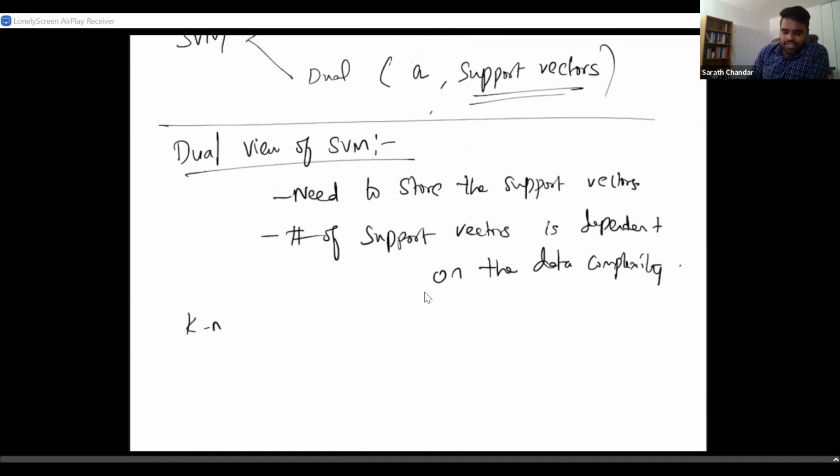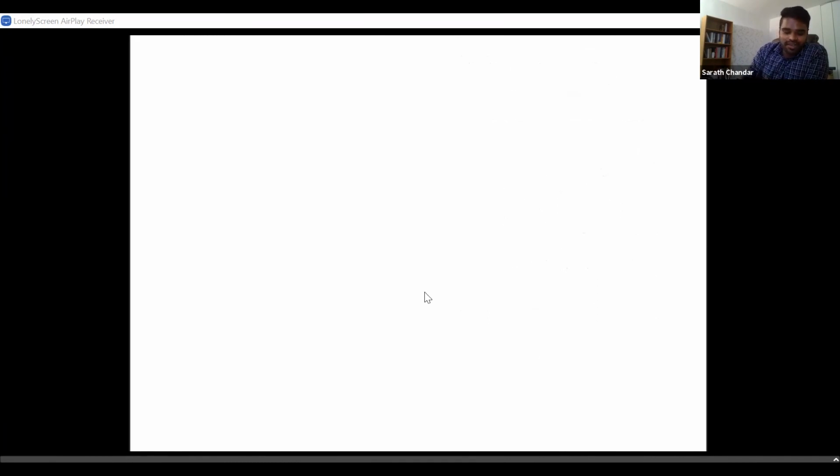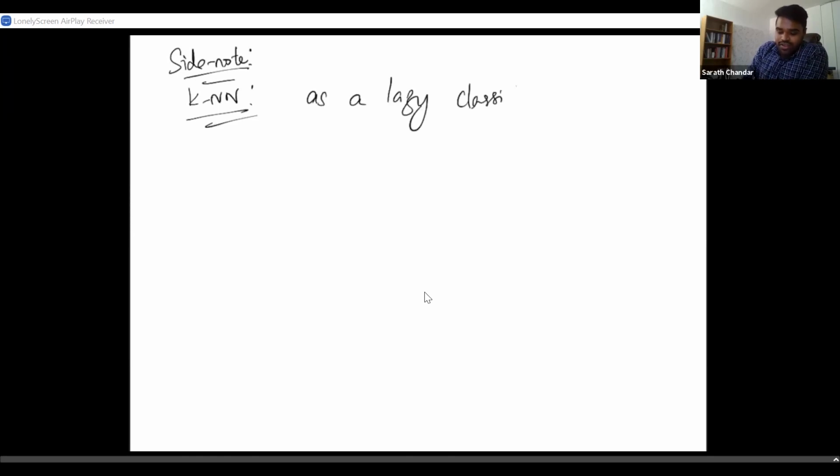On the other hand, K-nearest neighbor is even worse because it needs to store all the training points. KNN is something that we did not spend a lot of time on in this course, unlike the other algorithms, so it is worth mentioning a quick side note about the KNN classifier. You could call KNN a lazy classifier. Why? Because if you go back to K-nearest neighbor after learning all these algorithms, what was learned in K-nearest neighbor?